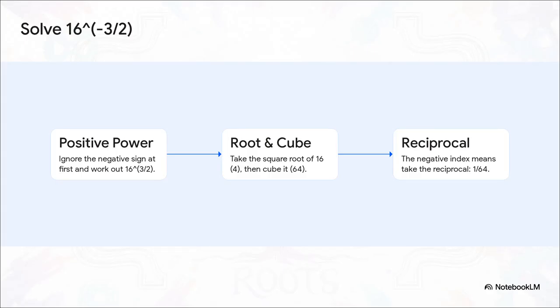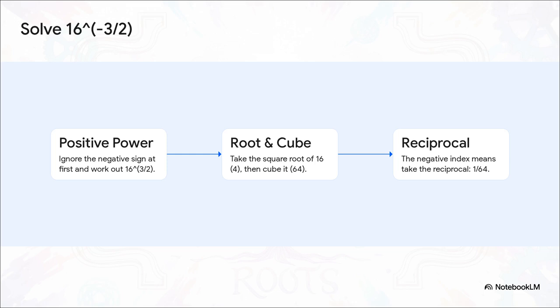Let's actually see this in action with a simple 3-step method. We're going to solve the incredibly intimidating 16 to the power of -3/2. Okay, step 1. Look at the fraction. The denominator is 2, right? So we take the square root of 16, which gives us 4.